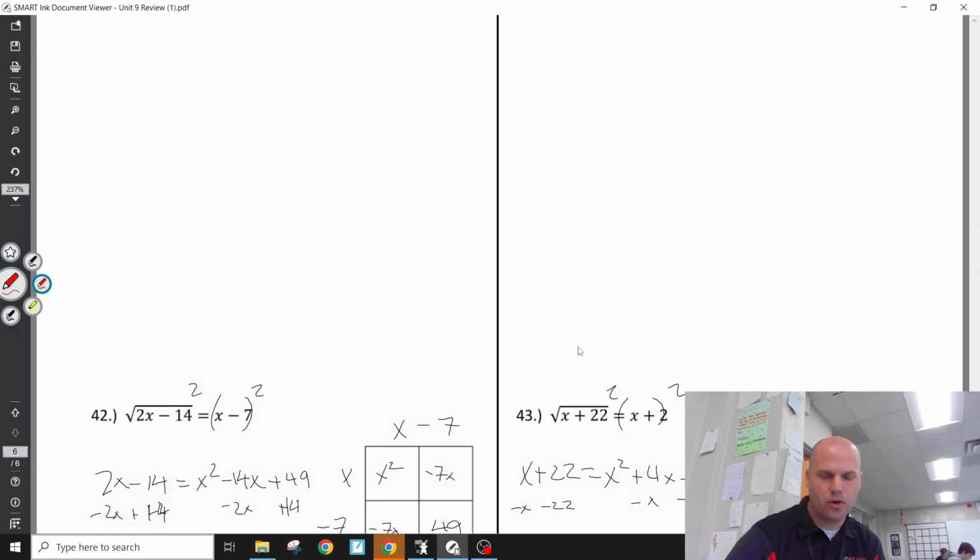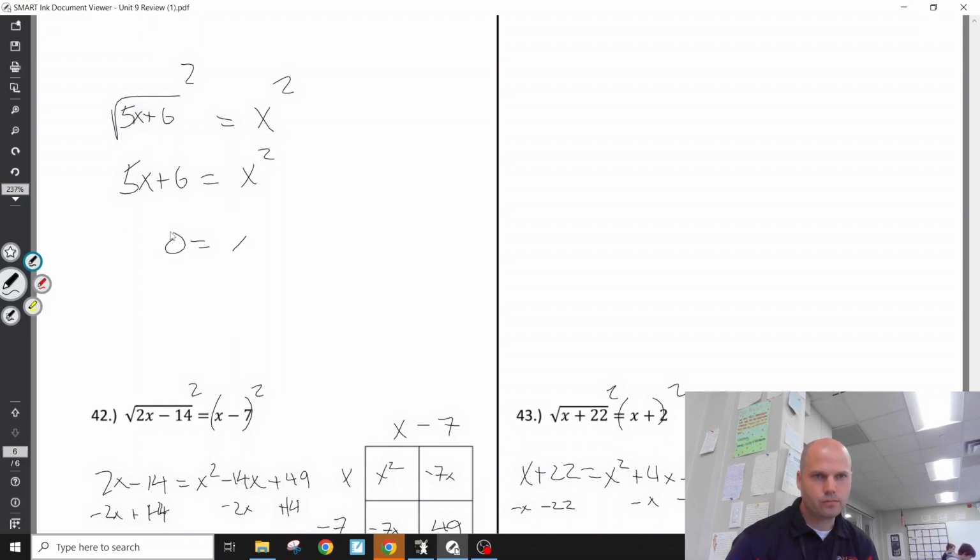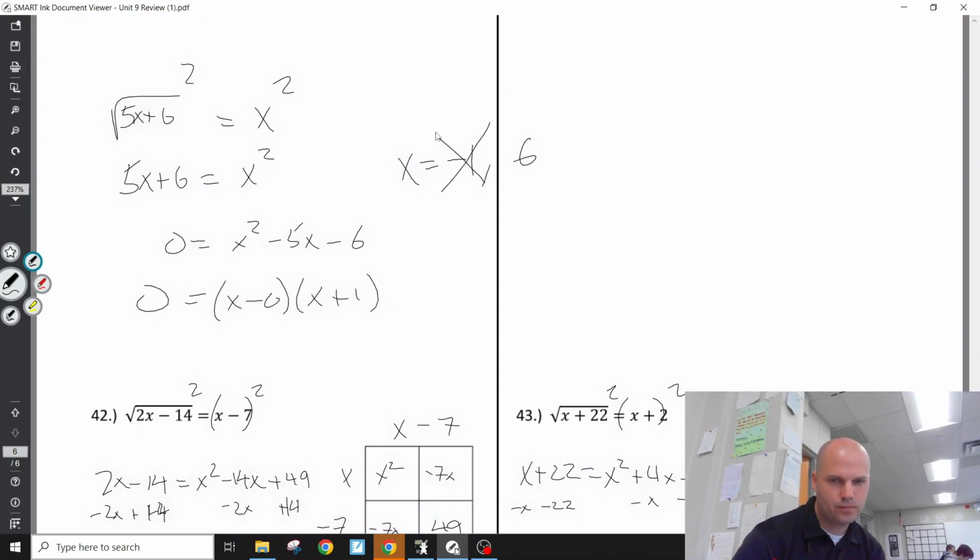We do a couple others in your quiz, like for example, there's just one that's square root of 5x plus 6 equals x. When you square this, you get 5x plus 6. You don't have to do anything crazy on the right side. You get x squared. Subtract the 5x, subtract the 6. Negative 6, positive 1. Factors, which means my solutions are negative 1 and positive 6. Negative 1 is extraneous.